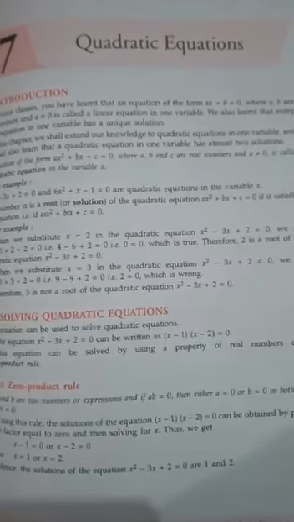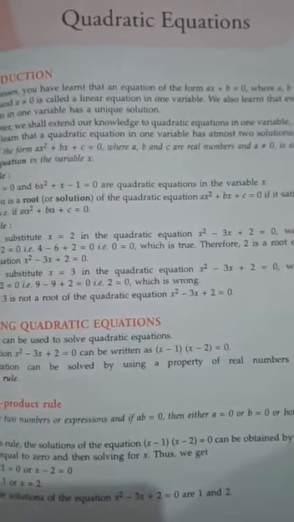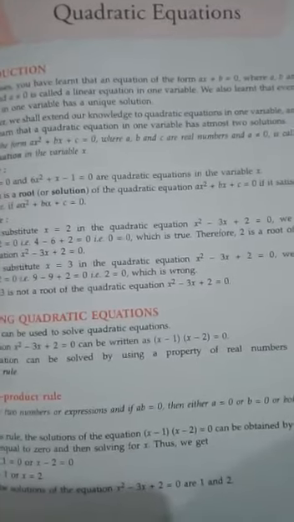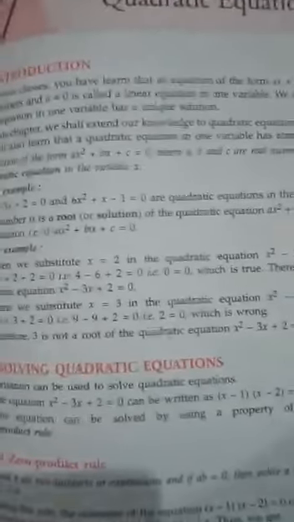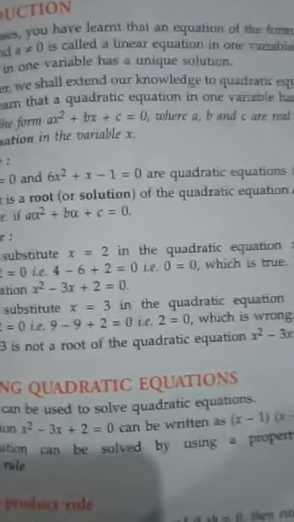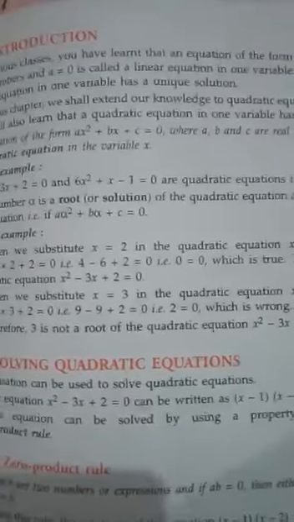A linear equation is that type of equation in which you do not find any power of x. It simply runs with ax plus b. But when we talk about a quadratic equation, ax square plus bx plus c equal to 0 is called a quadratic equation.